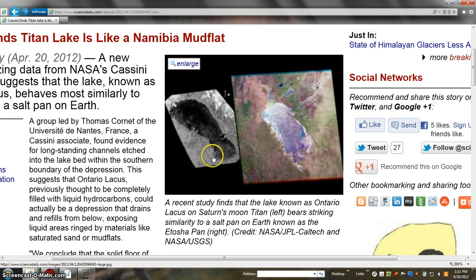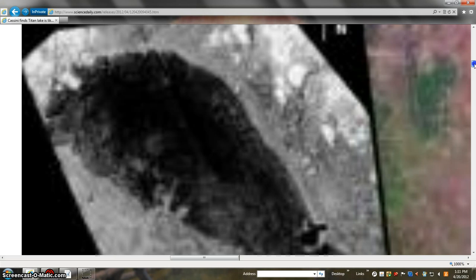So that's a satellite shot there, okay, that's Ontario on Earth. And there is that lake that is supposed to be on Titan. Imagine how much trouble NASA would get in if they ever showed us any fake pictures again. I think we all know that.